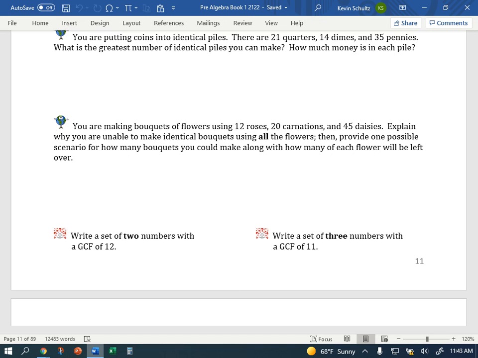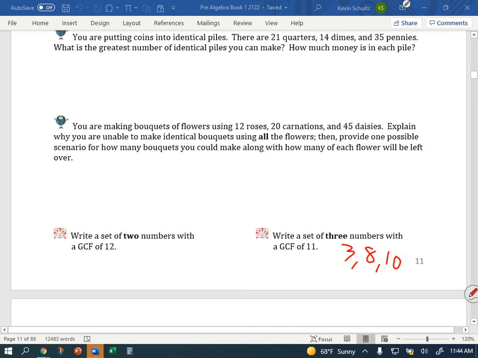Cade? What does it mean by 3 sets? So it says write a set of 3 numbers. A set of 3 numbers would be like 3, 8, and 10. That's not the answer because they don't have a GCF of 11, but that is a set of 3 numbers. Anything else? Yes. You've got about 5 or 6 minutes to work on homework now.